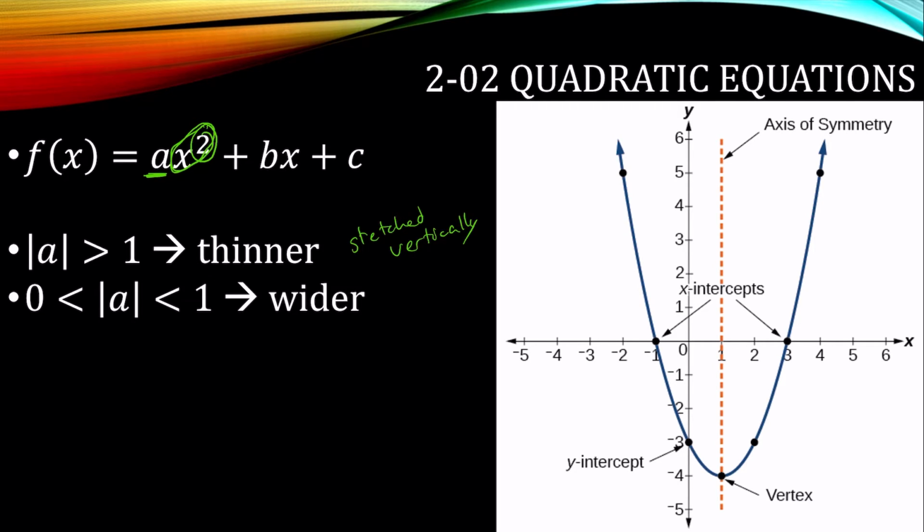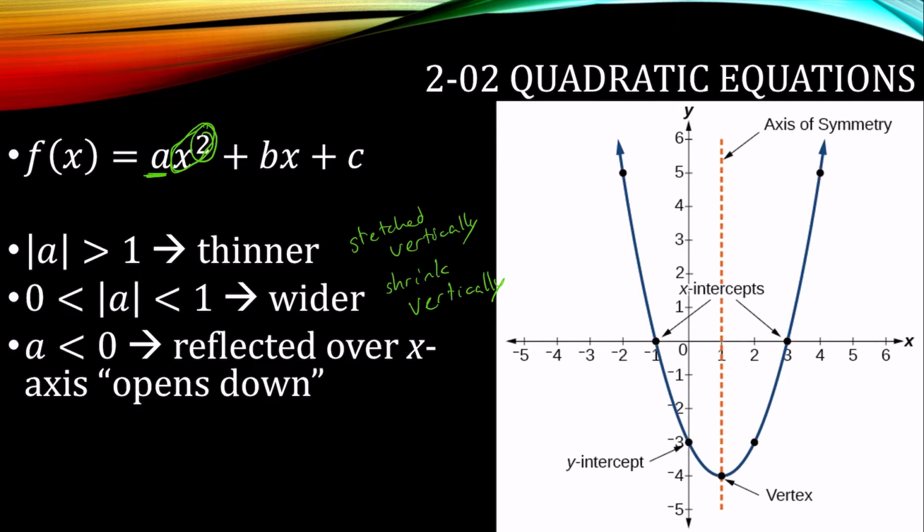And if it's between 0 and 1, it'll look wider, which is actually a shrink vertically. If you squish it down, it looks wider, but it's actually squashed down. If the a is negative, it's reflected upside down, looks like that. And if a is positive, it opens up like that.